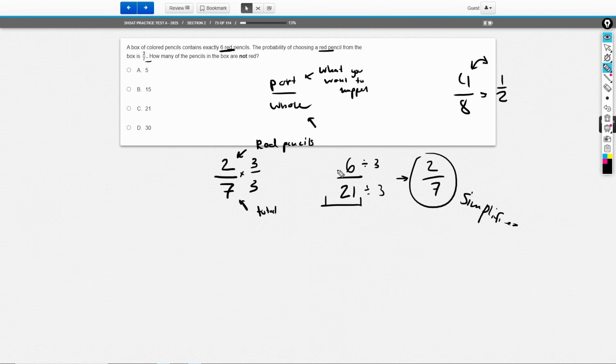So that's how we find the number of total pencils. Now there's 21 pencils in total. We know that 6 are red. So if 6 of them are red, that means that 15 are not red. So the correct answer here has to be B.